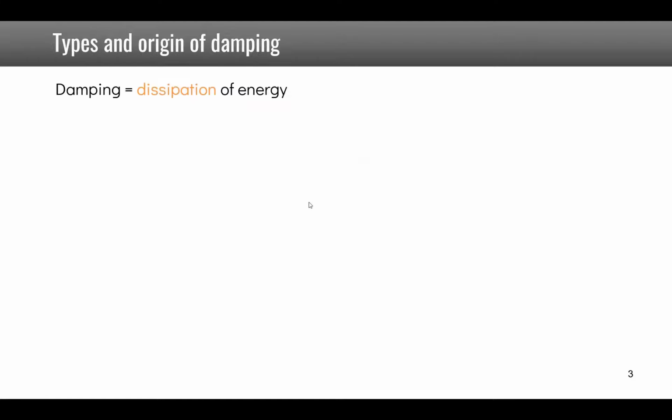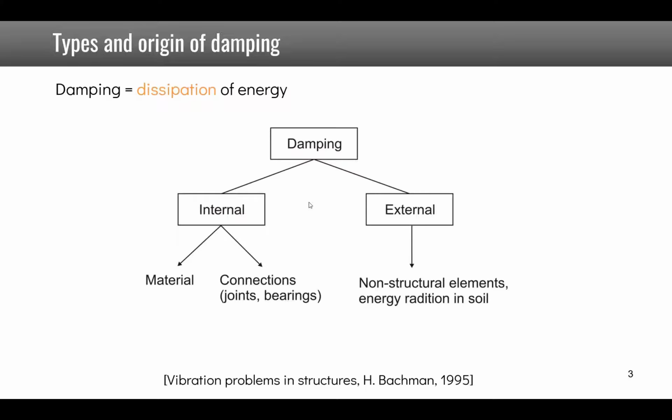What are the sources of damping? Damping is a dissipation of energy, and damping can come from internal effects, such as the damping in the materials, the connections, the joints, the bearings, but also from external effects like non-structural elements attached to the structure, and in the case of buildings, energy radiation in the soil. Now, all these kinds of damping call for local damping models, as the damping is not uniform throughout the structure.